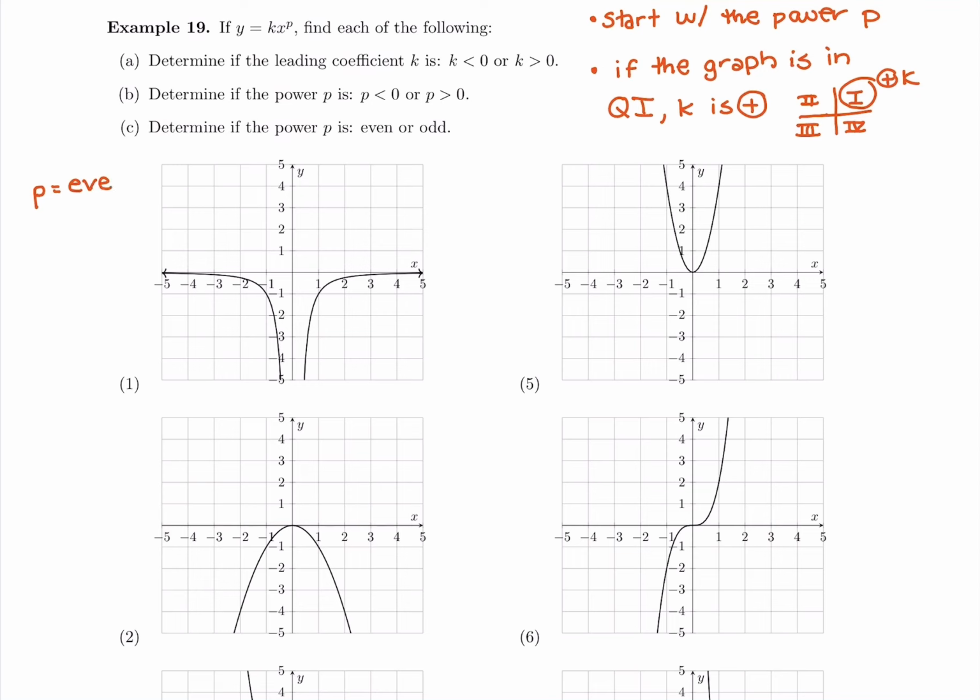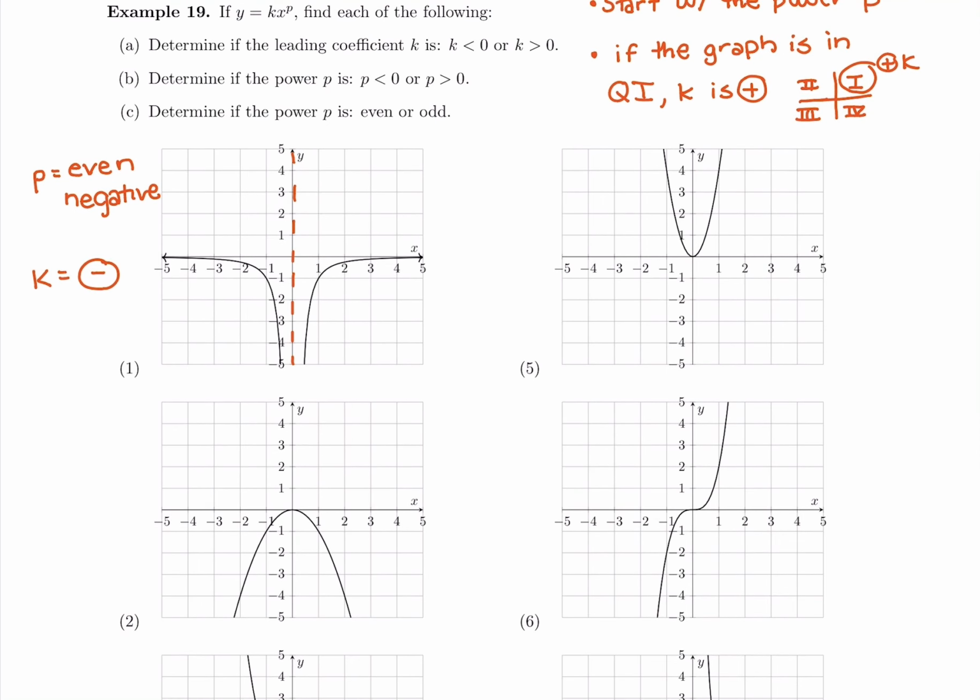And now we want to figure out, is it positive or is it negative? Well, since there's this vertical asymptote, that means we have x in the denominator and we can't divide by 0. Anytime there's this vertical asymptote, that means that you have a negative power, putting it in the denominator. So the power is even and it is negative. And then the value for K. Well, you want to think, is the graph in the first quadrant? It's not. So K must be negative. So you have a negative coefficient with a negative power, that is even.